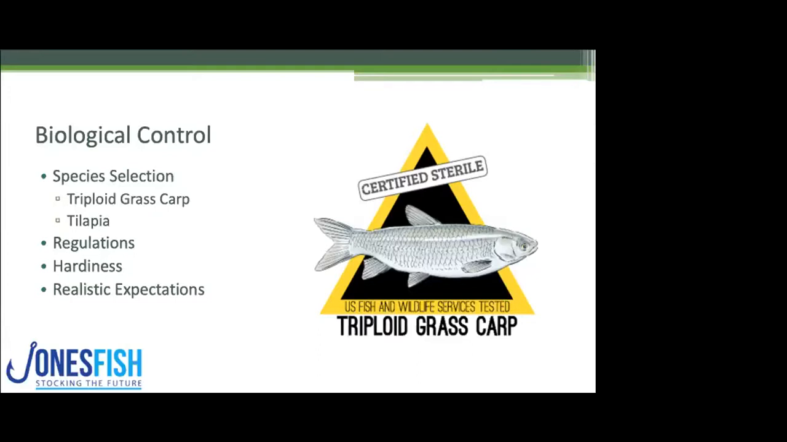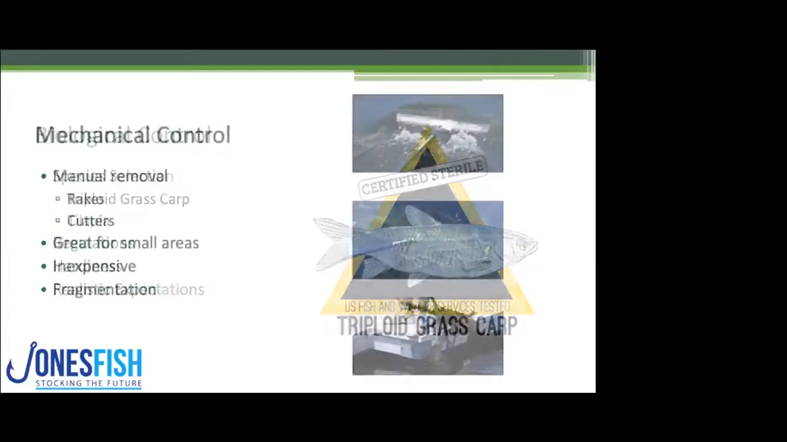And then the biggest thing with biological control is realistic expectations. They're not going to keep everything in check. They can do a lot of things, and they're really nice to have in your tool bag, but don't expect complete control by just stocking a few grass carp. That's not going to completely get rid of your algae or weed species.